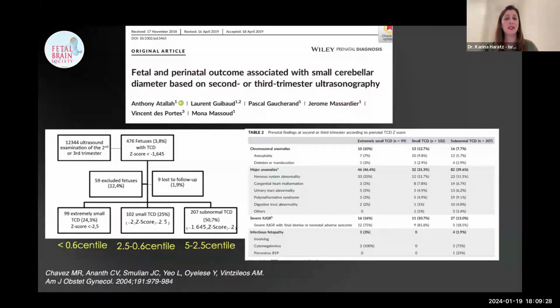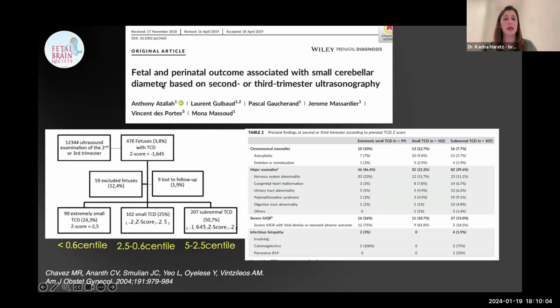Anyway, this is another great paper that described the fetal and perinatal outcome associated with a small cerebellar diameter. And you can be very surprised, but this is one of a kind paper. There are no papers specific on this topic. And okay, what is the cutoff? So we say that cerebellar hypoplasia is a reduced volume of the cerebellum, but what is our cutoff? How reduced is really reduced to enhance the chances of an abnormal neurodevelopmental outcome?